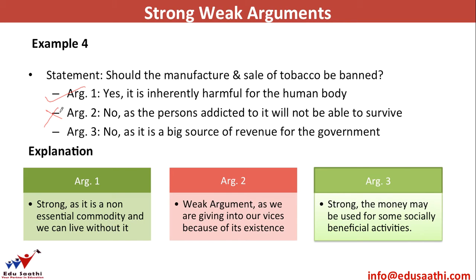The last argument says no, as it is a big source of revenue for the government. Now, many of us might have thought that this is a weak argument because revenue is something that can be generated from the other sources as well. But this is a strong argument because it is a good source of income for the government. And that is the reason all these cigarettes have a statutory warning that consumption of tobacco is injurious to health. Thus, it is a very useful source from where the government earns a lot of money by giving a small indication that consumption of such a thing can lead to your death.